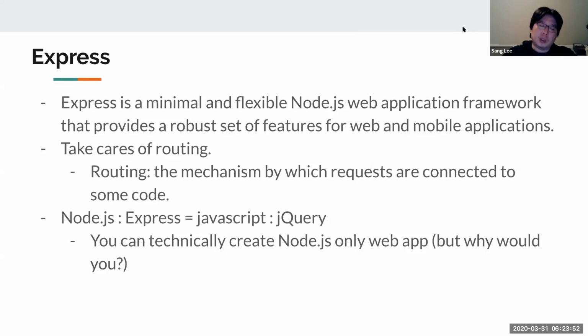So Express is a package, a library for web application frameworks, and it provides a robust set of features and existing functions for web applications. For us, it is useful because it takes care of routing. Routing is basically the mechanism by which requests are connected to some code. Imagine I make a request to fetch data, like www.app.com/fetchdata, and you see that it does not have any file extension, or .com/updatedata.